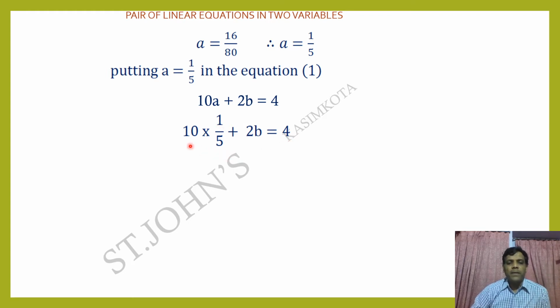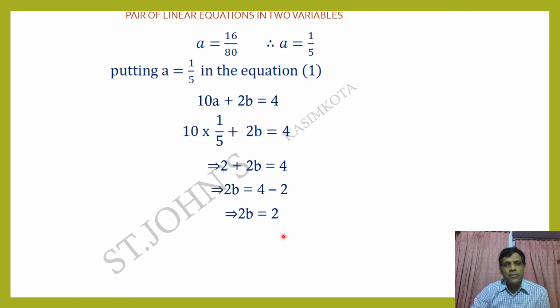10 into 1 by 5, multiplication position. 5 ones are 5, 5 twos are 10, so we cancel. Remaining 2 ones are 2. 2 plus 2b equals 4. Now you have to find the value of b. Here 2b is there, and 2 is in addition place on the LHS. So transpose plus 2 from LHS to RHS, it becomes minus 2. Now 2b is written as 4 minus 2. 4 minus 2 we get 2. So 2b equals 2.